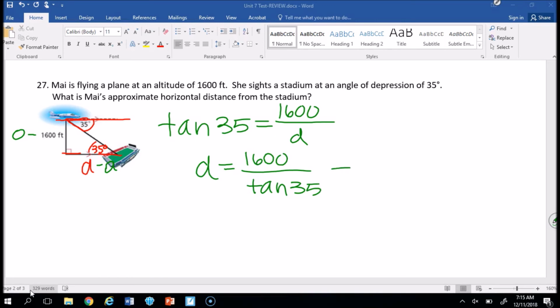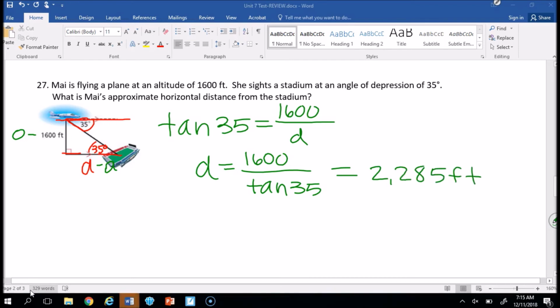Put this in your calculator just like this, and you get 2,285 feet. That's May's approximate horizontal distance from the stadium, basically.